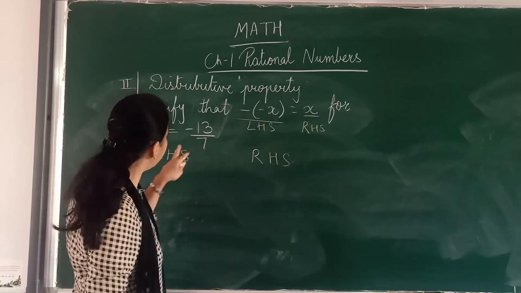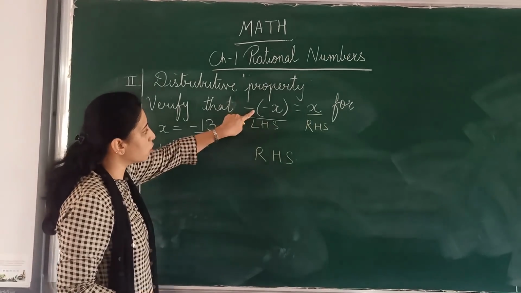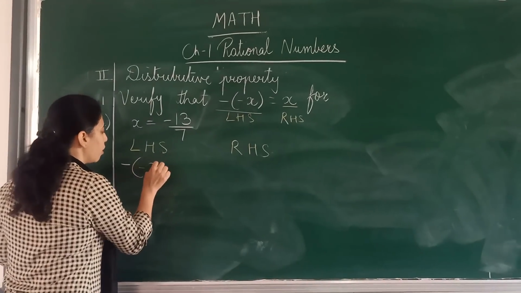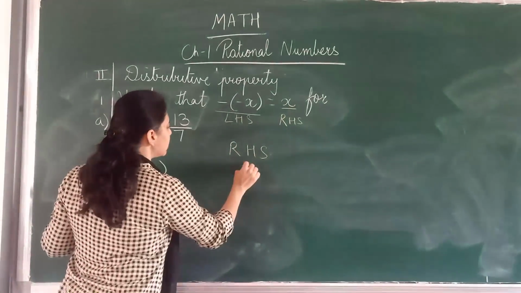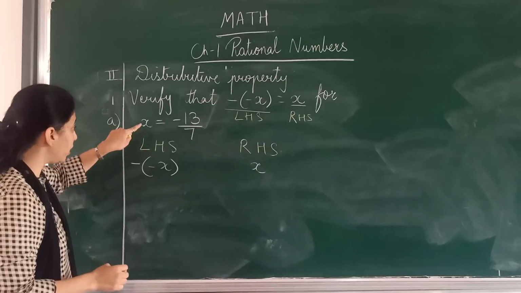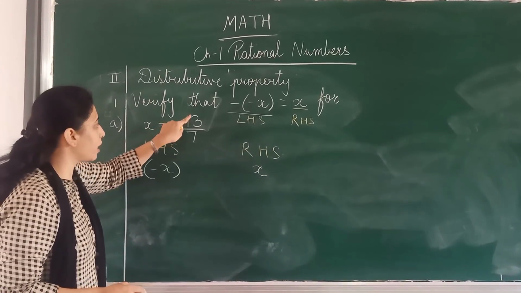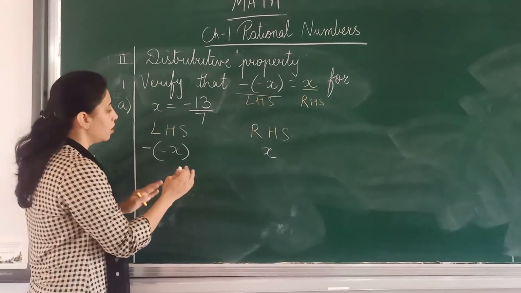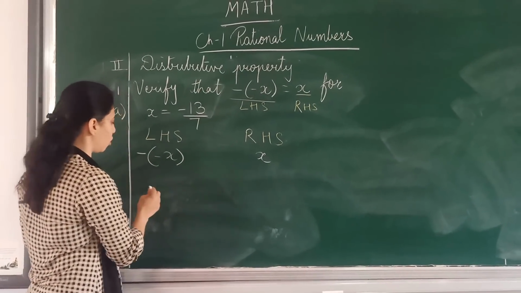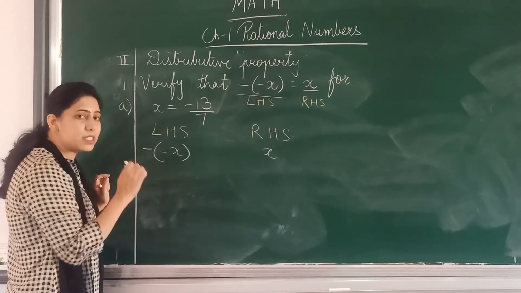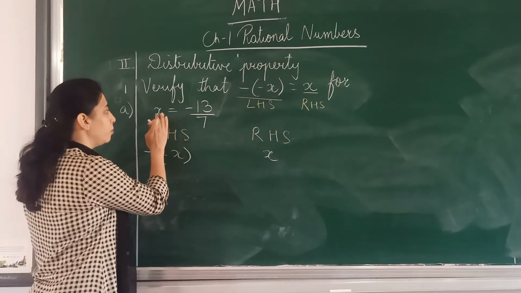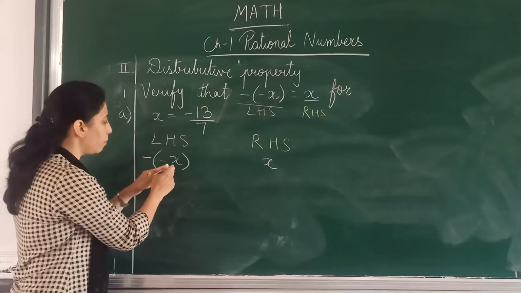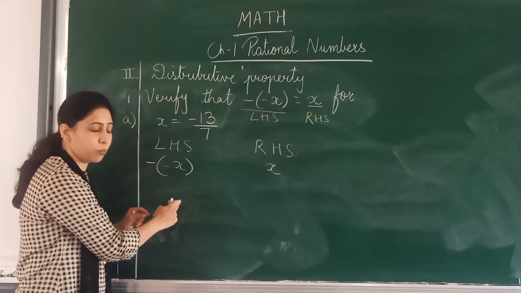So we'll just see LHS and RHS. LHS means left hand side and RHS means right hand side. What is on your left hand side is minus of minus x. And what is on your right hand side is x. Now we have got the value of x, that is minus 13 upon 7. The value is already given. We have to check whether LHS is equal to RHS or not. So now we are going to only substitute the value. Substitute the value means whatever the value of x is given, that is minus 13 upon 7.